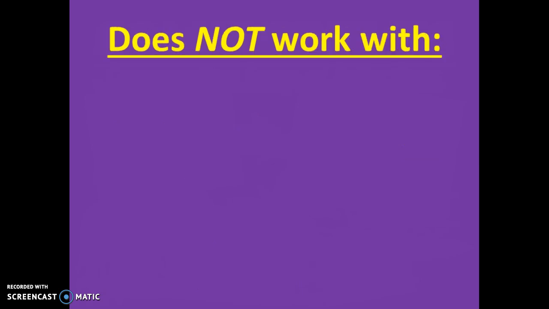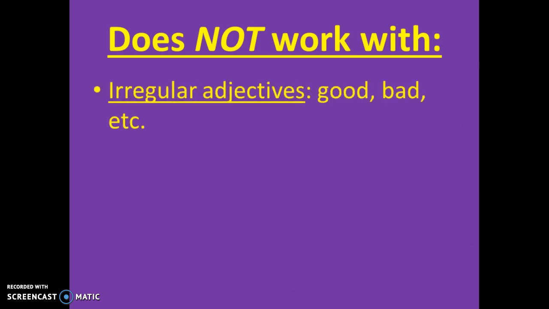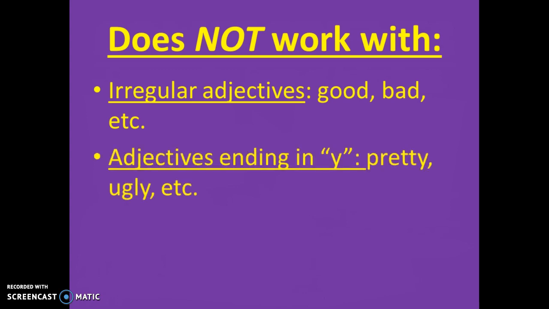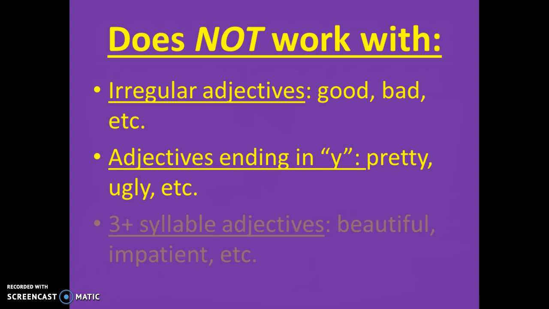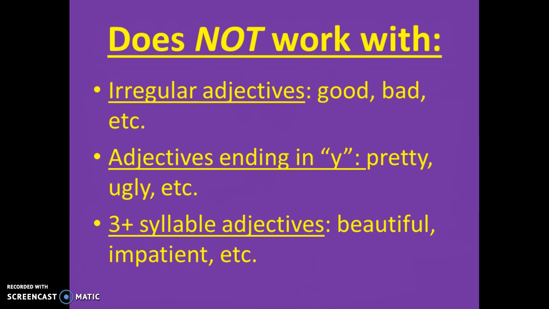It's also important to understand that this does not work with 3 other types of adjectives. And we're going to talk about these later in our next lesson. But it does not work with irregular adjectives for good and bad. Adjectives that end in Y, pretty much like words pretty and ugly. And adjectives that have more than 3 syllables, like beautiful or impatient. So it does not work for these, but don't worry, we'll learn about these later.